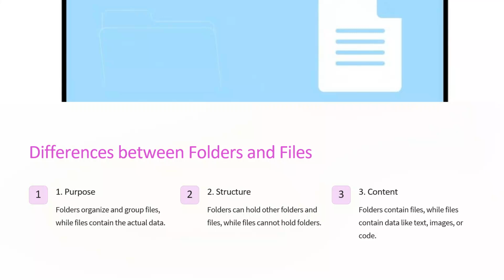So let us go to the difference between folders and files. In terms of purpose, a folder can organize and group files, whereas a file cannot. A file is just the actual information we deal with, or data. So a folder organizes files, but a file cannot. Structurally, a folder can hold other folders and files. A folder can have other folders, which we call subfolders, but a file cannot hold even a folder. A file is the actual information held within a folder.